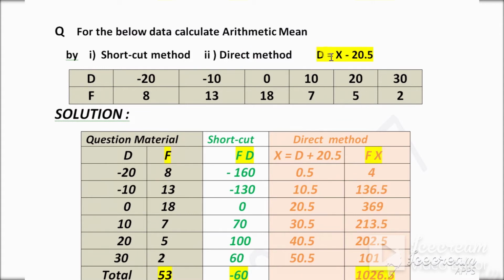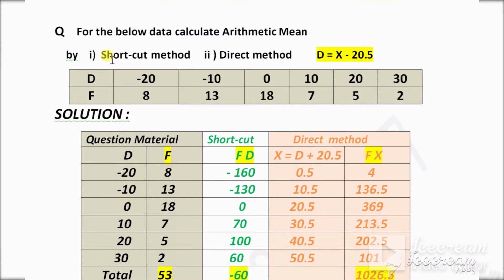Here in the question, d is given. D is equal to x minus 20.5. So what does this term 20.5 mean? This is a, because d is equal to x minus a. So this is the value of a, 20.5. Keep in mind this will be the value of a. Now d and f are given.